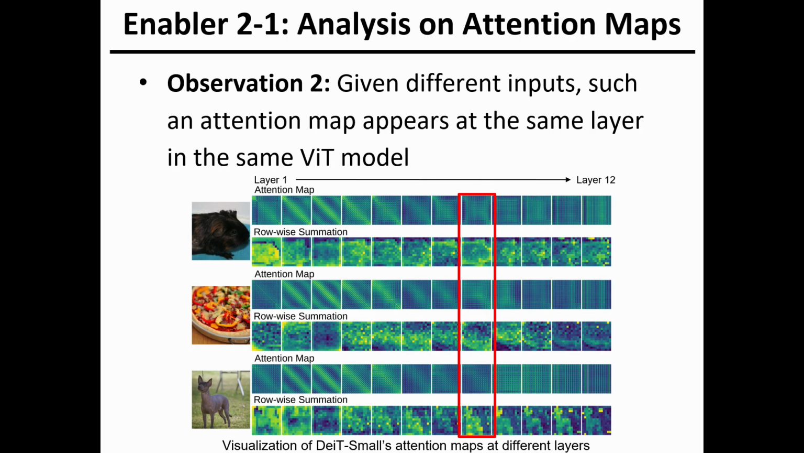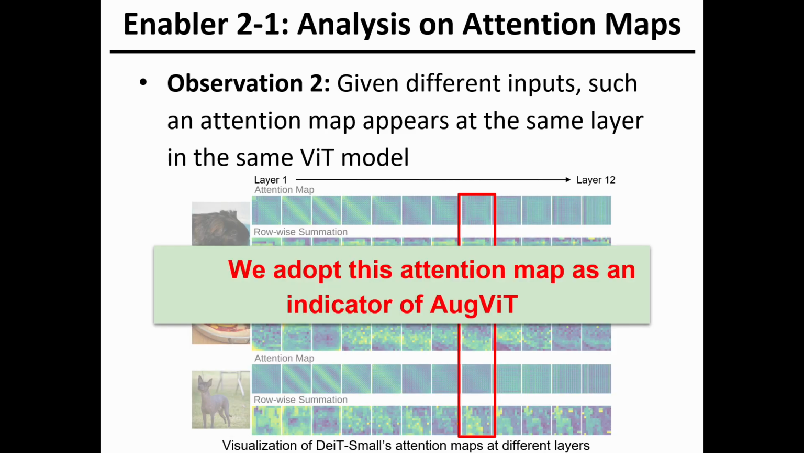And also, we observe that given different inputs, such an attention map appears at the same layer of the vision transformer, showing a strong consistency. To this end, we adopt this attention map as an indicator for AugViT because it can tell us where the object is and where the key features in identifying the presented object are.